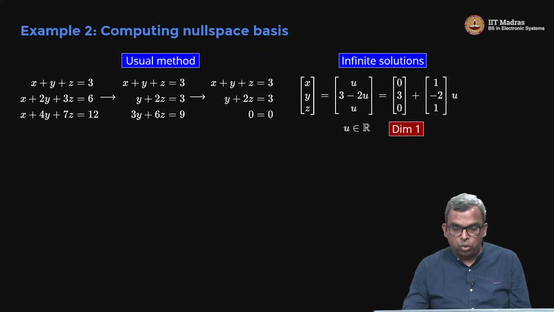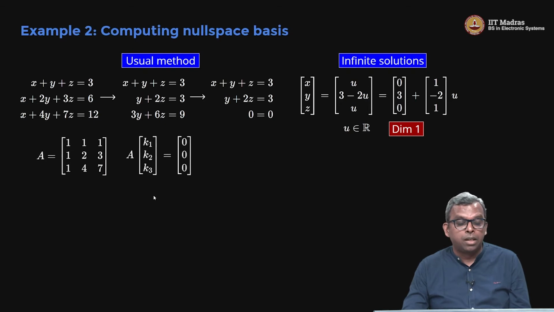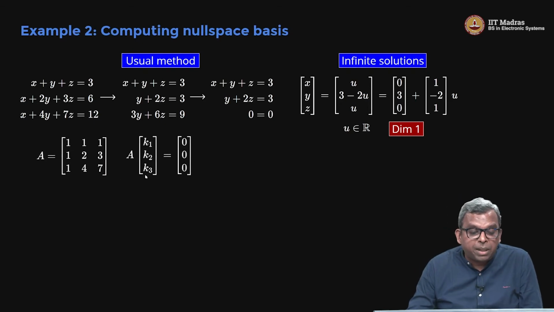Here is what you have to do. This is how you compute the null space basis. You have the matrix A. I need a null space vector. Let's say the null space vector is k1, k2, k3, some arbitrary vector here. A times the null space vector has to be 0, right? I have to basically solve this equation.